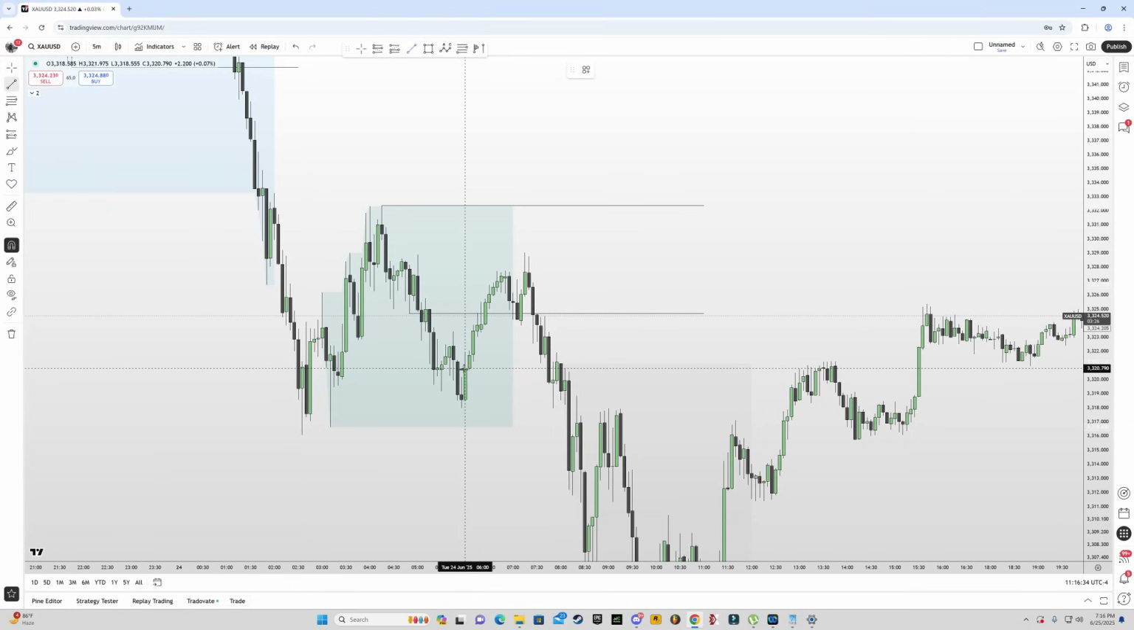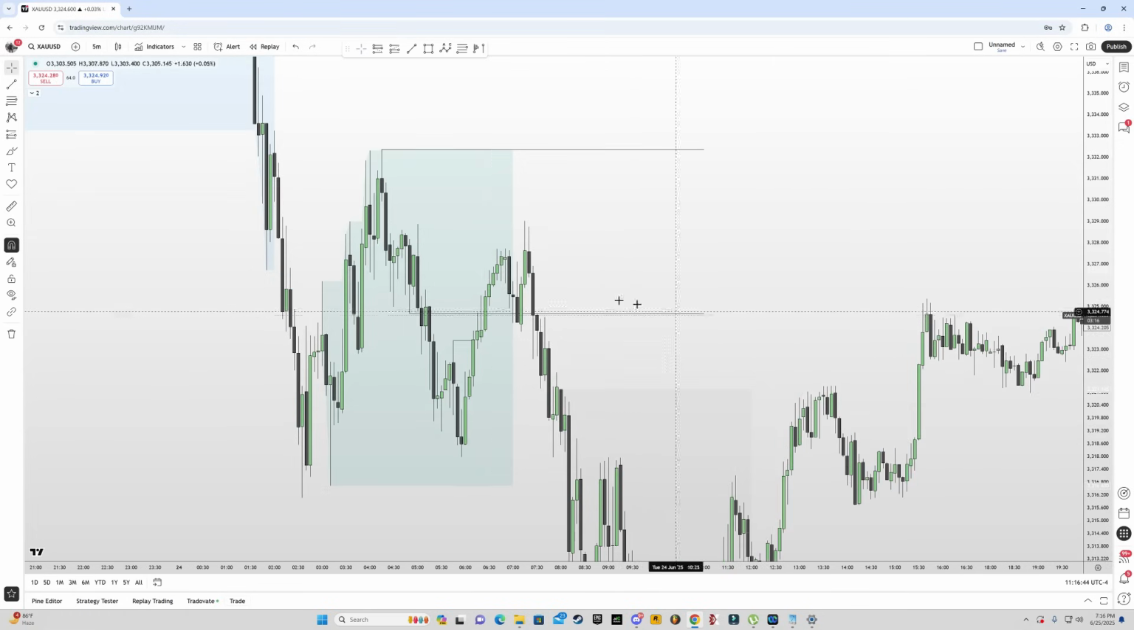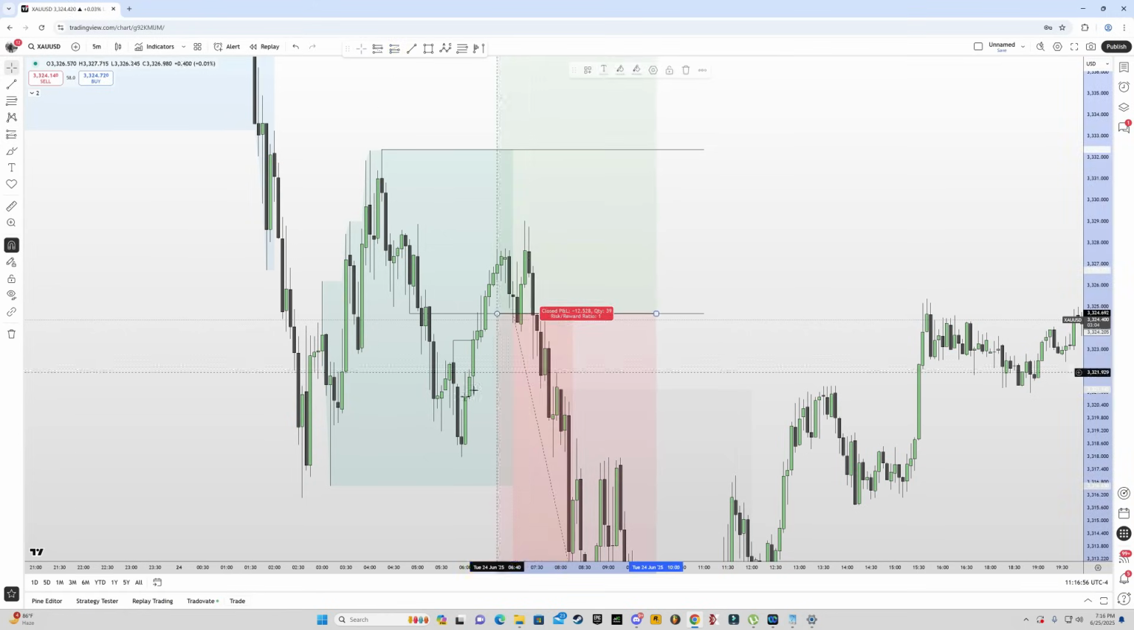Now, we did get a market structure shift, but we were not back inside the range, right? So we had to wait for price to close above the range. So that's when we do it, right? Now this could have been your entry, right? Or you wait for a retest. So let's say this was your entry right here.